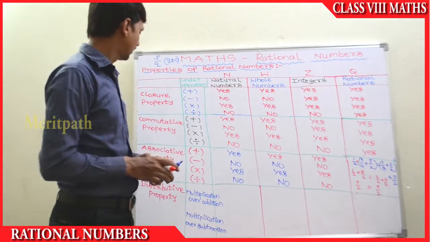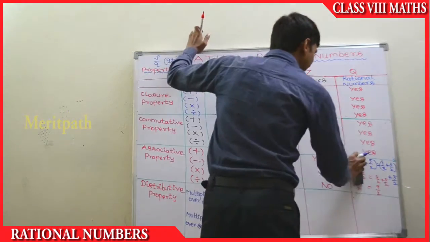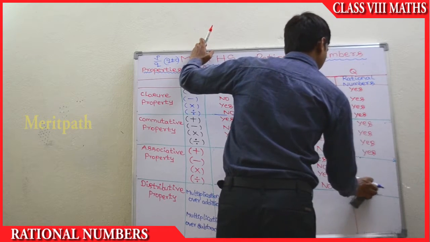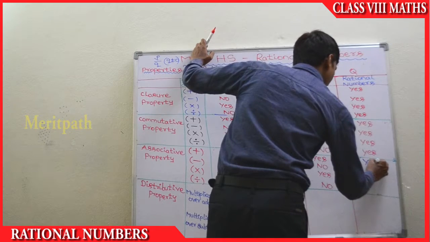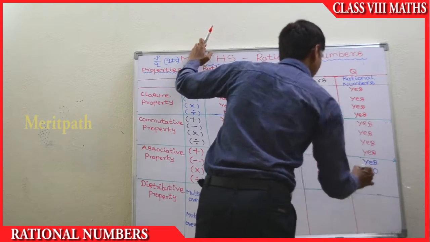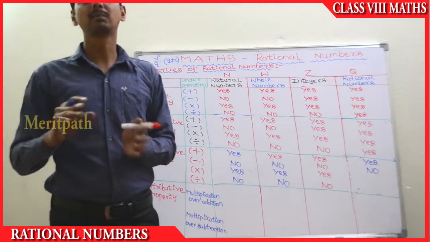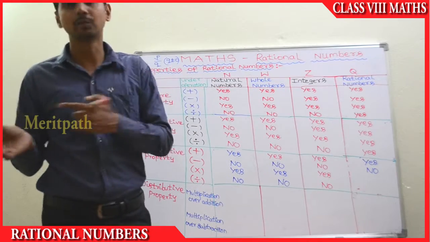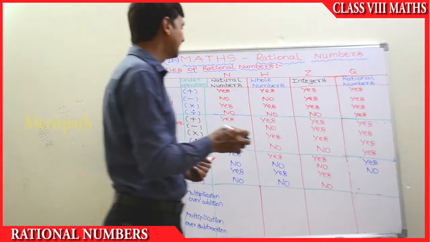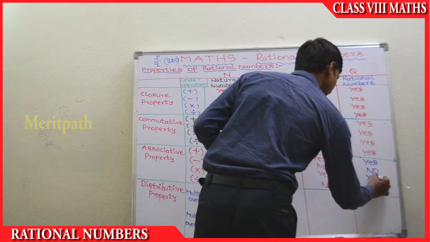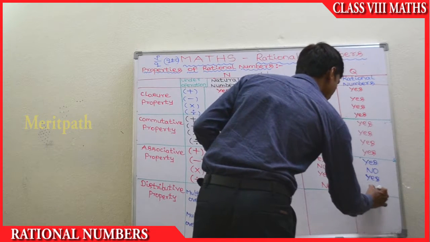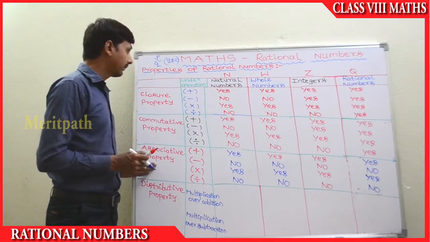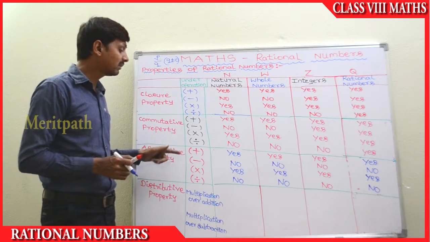Let's see for subtraction. As we have done for integers, it is not possible for subtraction. Addition is possible and subtraction is not possible, because 1 by 2 minus 3 by 2 minus 5 by 2 will never be equal to 1 by 2 minus 3 by 2 minus 5 by 2 with the grouping changed. Multiplication, yes, it's possible. Division is not possible for the associative property. And this is the associative property of rational numbers for addition, subtraction, multiplication, and division.